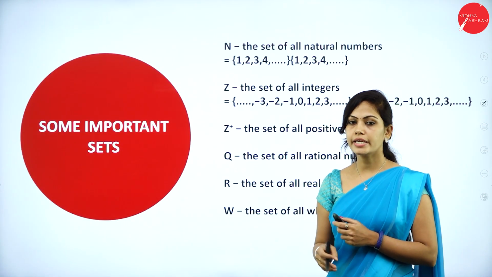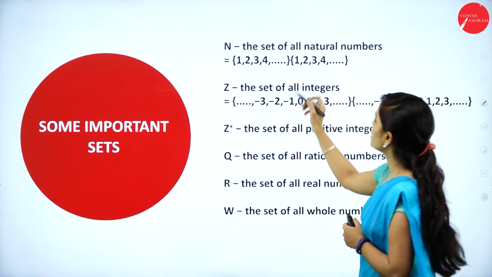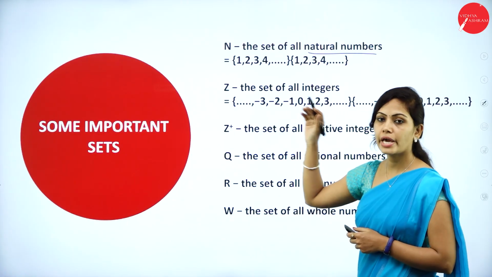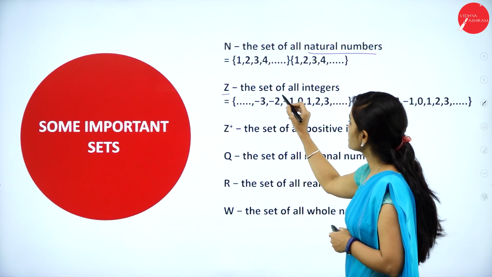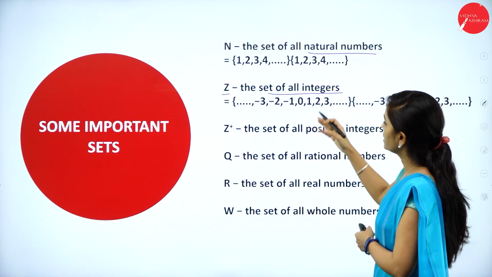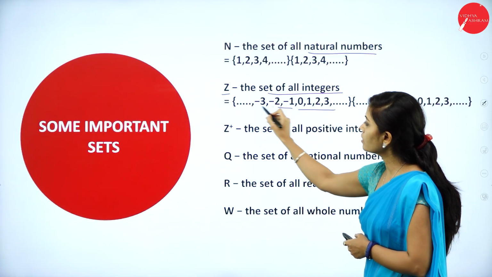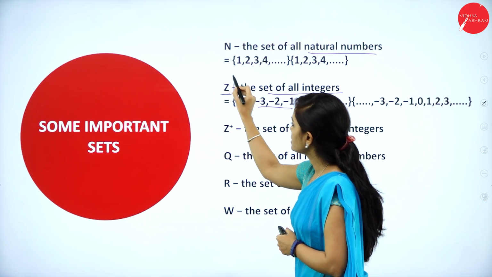So in set theory, we have some important sets. N is called the natural numbers, so N is equal to 1, 2, 3, 4, etc. And Z is called the set of all integers. The set of all integers means it can be positive integers or negative integers, so we can represent it by Z.